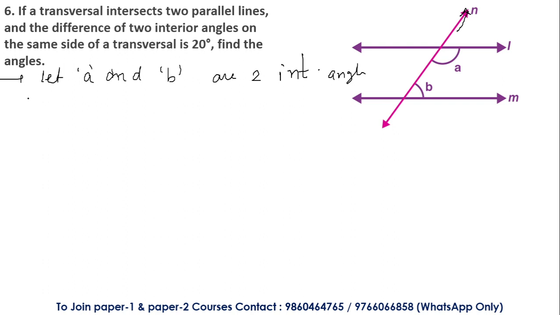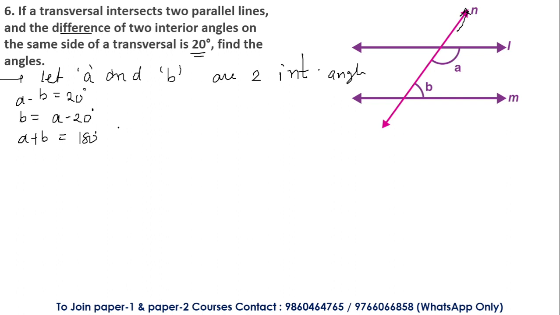According to the given figure over here, A minus B is equal to 20 degrees, because the difference of these interior angles is mentioned as 20 degrees. Hence I have taken A minus B is equal to 20 degrees. From this we can conclude that B is equal to A minus 20 degrees. I have taken 20 on the other side. So A plus B is equal to 180 degrees.